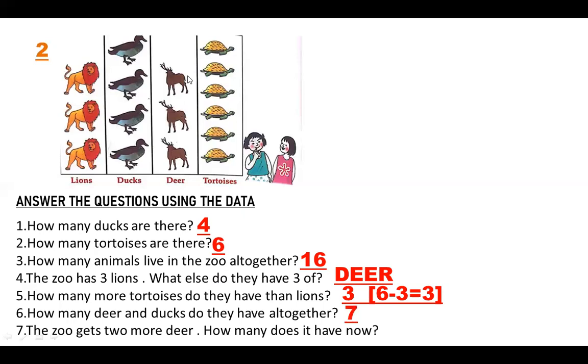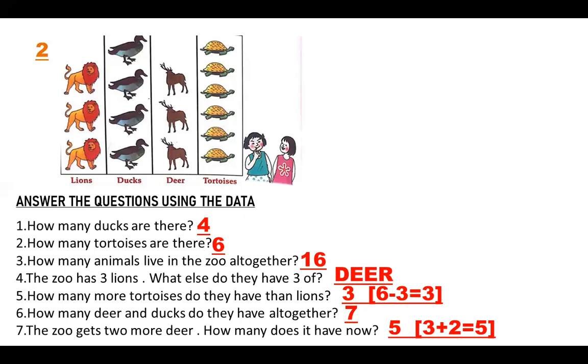The zoo gets 2 more deer. If the zoo gets 2 more deer, how many does it have now? 2 more means extra 2 you will get. Here how many are there? 3 are there. But when you get 2 more, 3 plus 2, how many? 4, 5. So how many? 5. Do you understand, children?